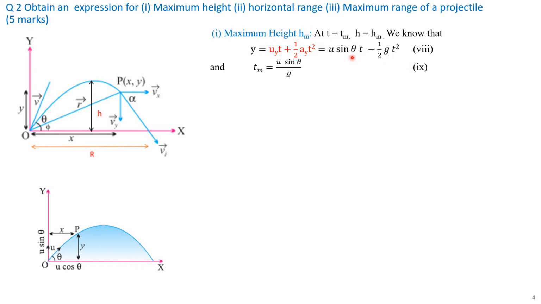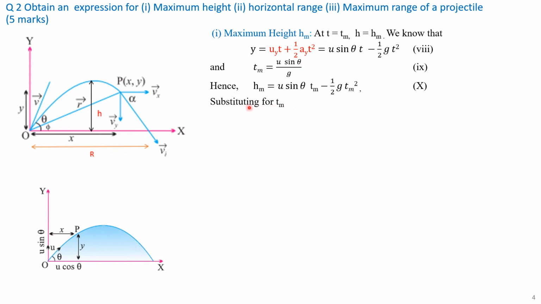We also know that from equation 1, Tm is equal to u sin theta by g. In the previous page we have derived it. So let it be equation 9. Hence Hm will be equal to u sin theta into Tm minus half g into Tm square. Let it be equation number 10.